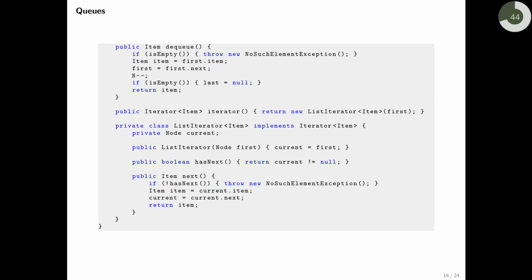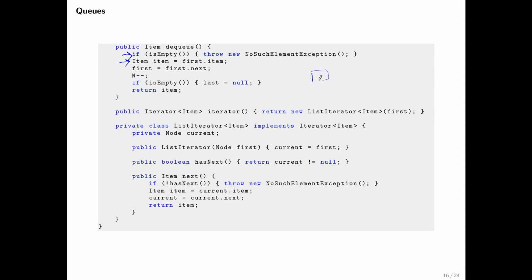What about DQ? Remember that when we do a DQ, we need to take something out from the head of the linked list, all right? Because only then would we be implementing the first in, first out policy, right? Okay. So we first check if there is something to be DQ'd. If not, it is an error, so we throw an exception. Otherwise, what we do is we record the item in the first node. We store it in a local variable called item, and then we say the new first is first dot next.